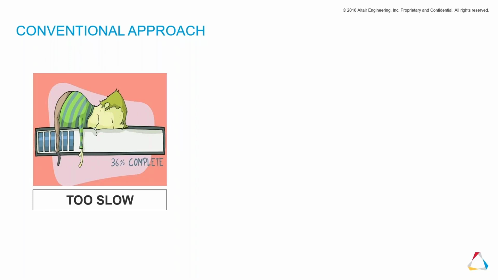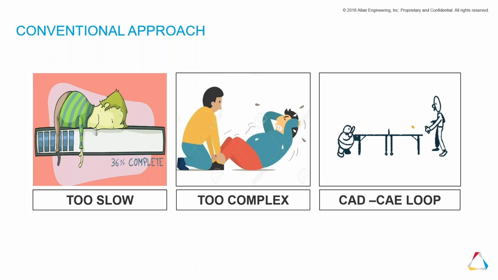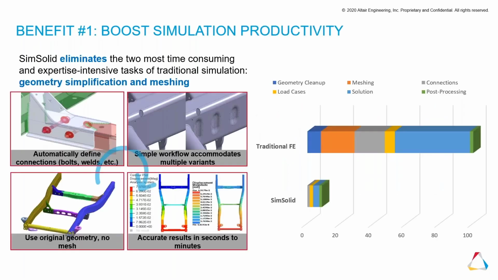So speed is one of the major pains. Complexity, and the loop between your design and CAE. So these three things are major bottlenecks we found while designing and developing SimSolid, and this has been taken care of in SimSolid. You will come to know when we go into detail in the demonstration.